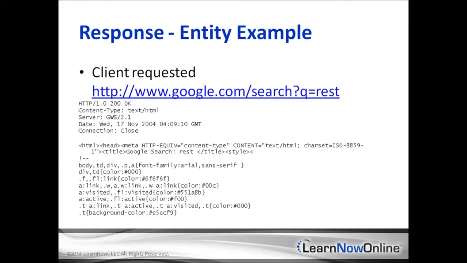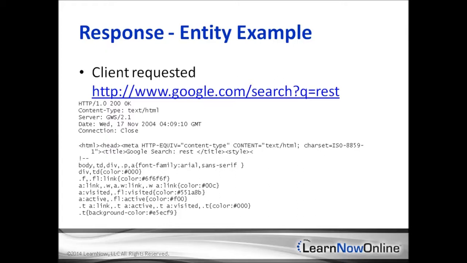A response entity example comes as the response of maybe a request like this, google.com search, Q equals REST. So I'm looking up REST. So here you'll notice that the response comes back. It's a 200 OK. Content type is HTML. The server is GWS 2.1, which is Google's web server. The connection's been closed. In other words, it hasn't been kept alive.